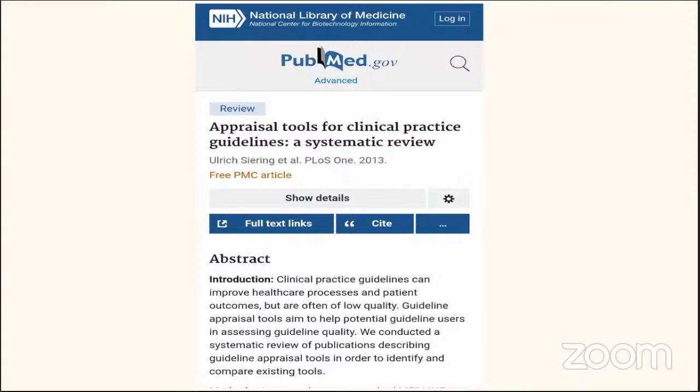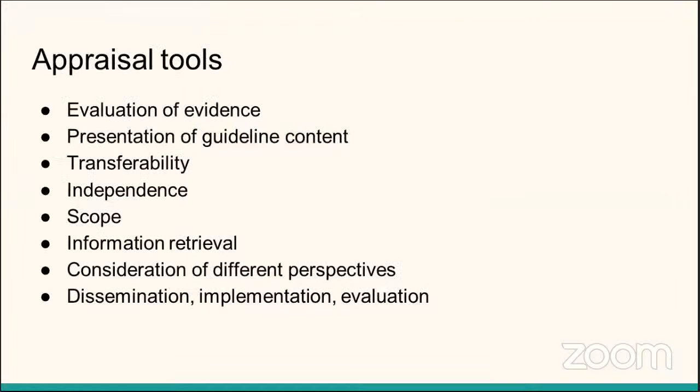So we found this article which has pulled a whole bunch of guideline appraisal tools, and they found the most common things that all of them looked at. We thought this was quite a good resource for your own practice when you're looking at a guideline to be able to appraise. And this is what most appraisal tools are looking at.